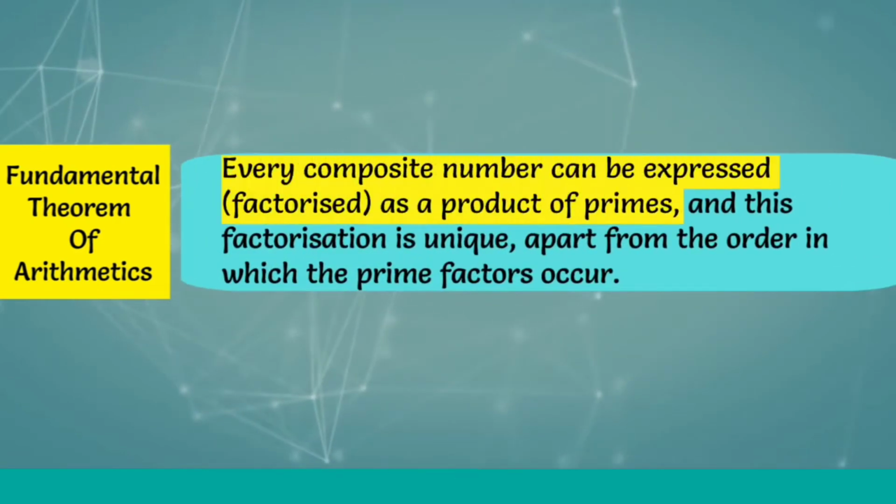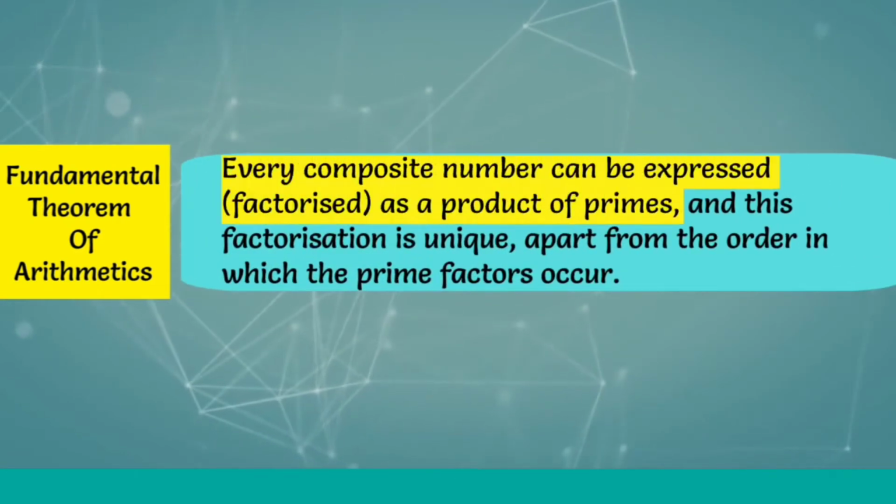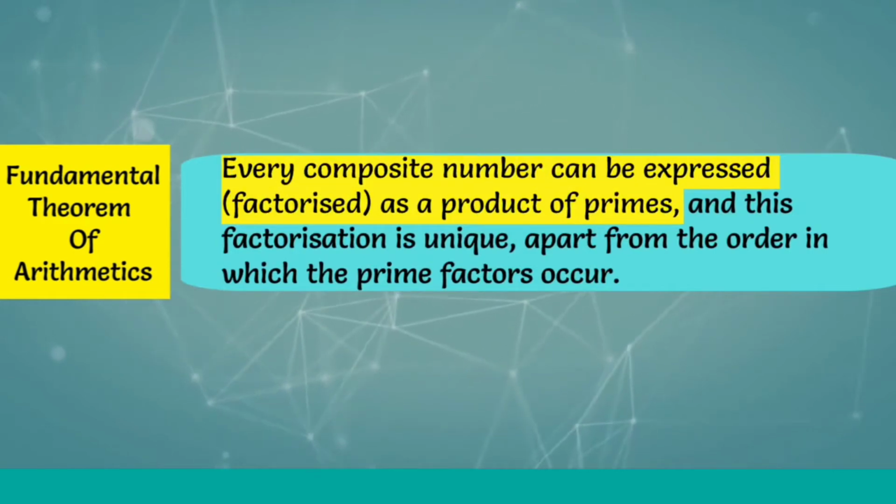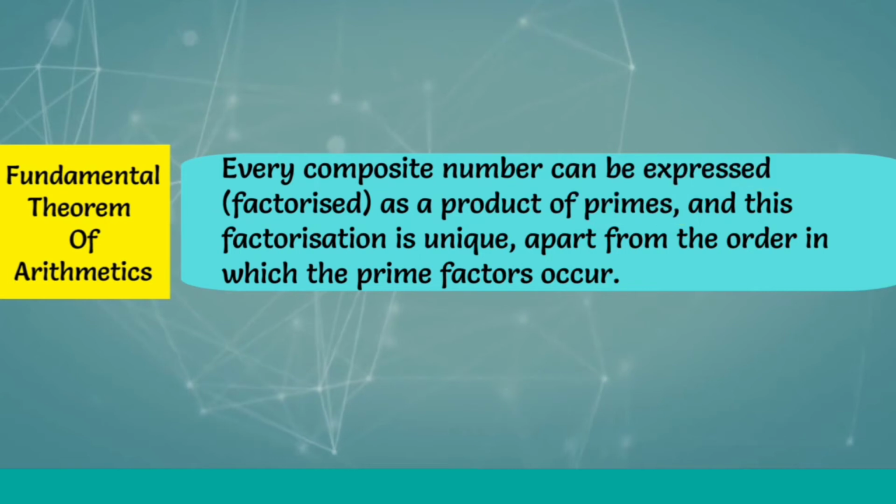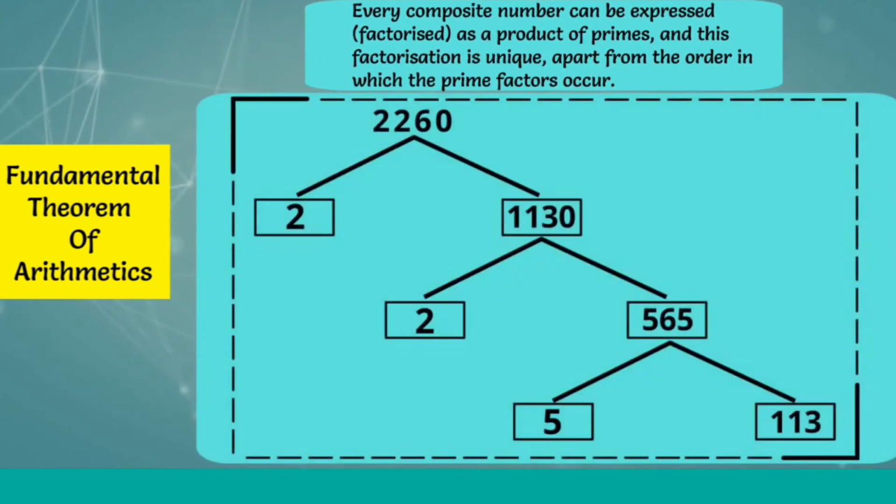The first statement states that every composite number can be expressed as the product of primes. This means that we can factorize a composite number into primes. For example, the number 2260. Here we have factorized 2260 as 2 into 2 into 5 into 113, the product of primes. So we have proved the first statement that every composite number can be expressed as the product of primes.